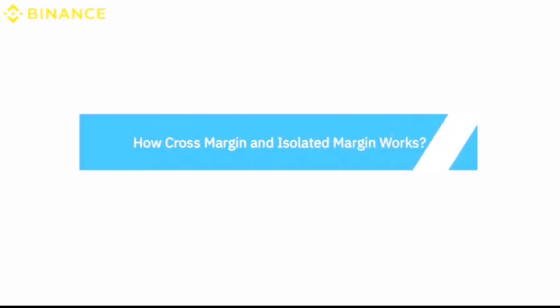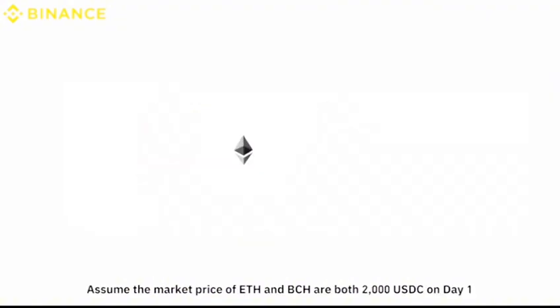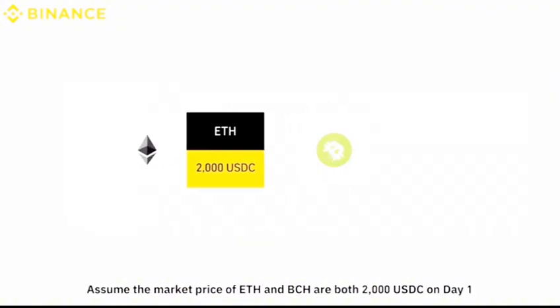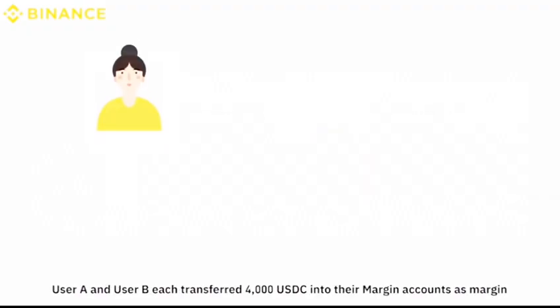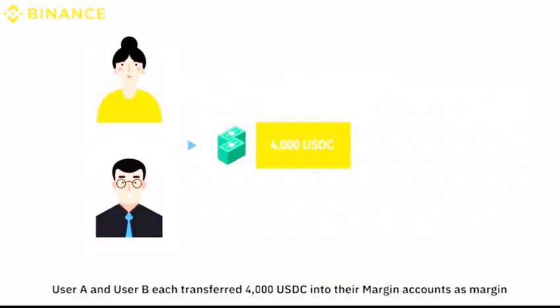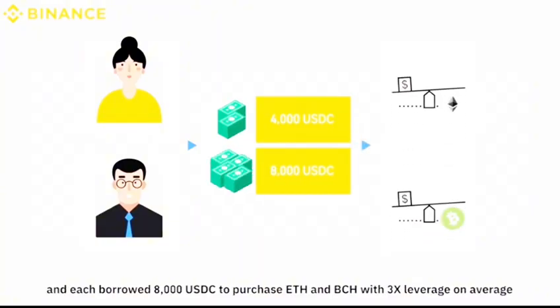How do cross-margin and isolated margin work? Let's take a look at the different margin modes of two users. Assume the market price of ETH and BCH are both 2,000 USDC on day 1. User A and User B each transferred 4,000 USDC into their margin accounts as margin, and each borrowed 8,000 USDC to purchase ETH and BCH with 3 times leverage on average.